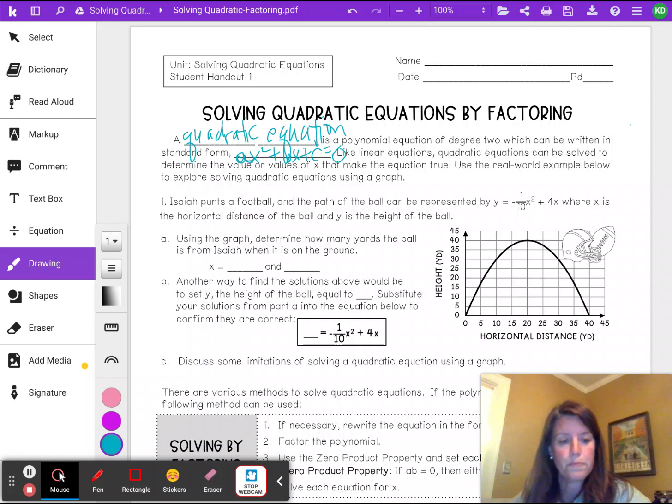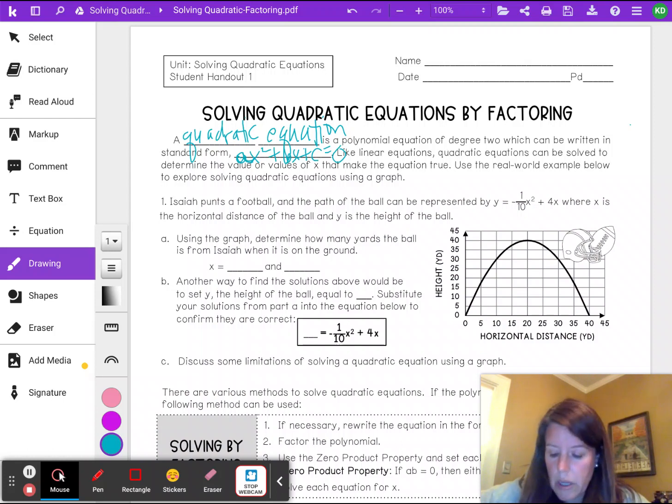Ax squared plus bx plus c equals 0. That is standard form. Standard form is where you always have your highest degree exponent listed first. And then if you have any constants, like that c stands for the constant, that's listed last, and equals 0. Like a linear equation, a straight line, has a highest degree of 1. Quadratic equations can be solved to determine the value or values of x that make that equation true.